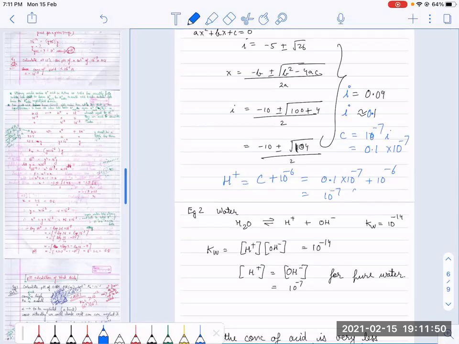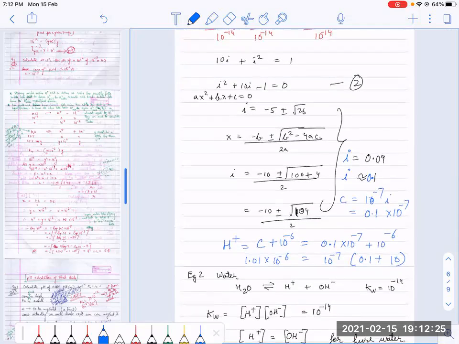Let's take 10 to the power minus 7 common. This is 0.1 plus 10. The answer is 10.1 into 10 to the power minus 7, or 1.01 into 10 to the power minus 6. So there is a small contribution of H plus.